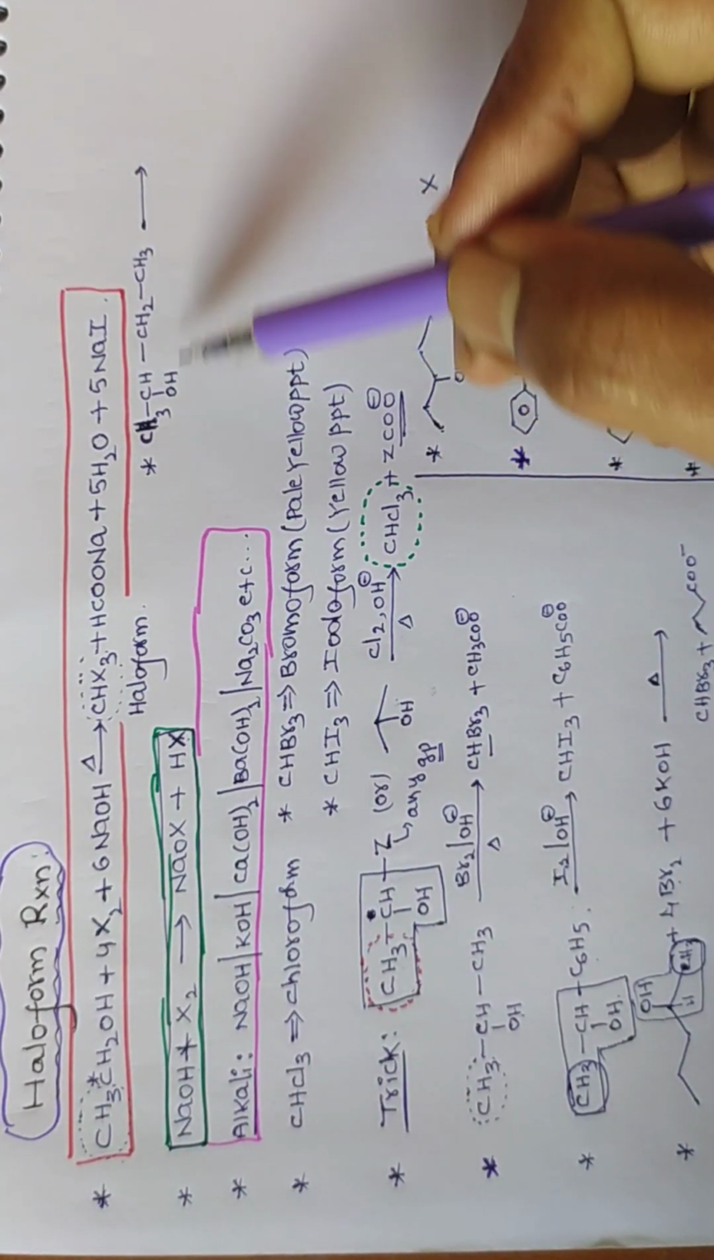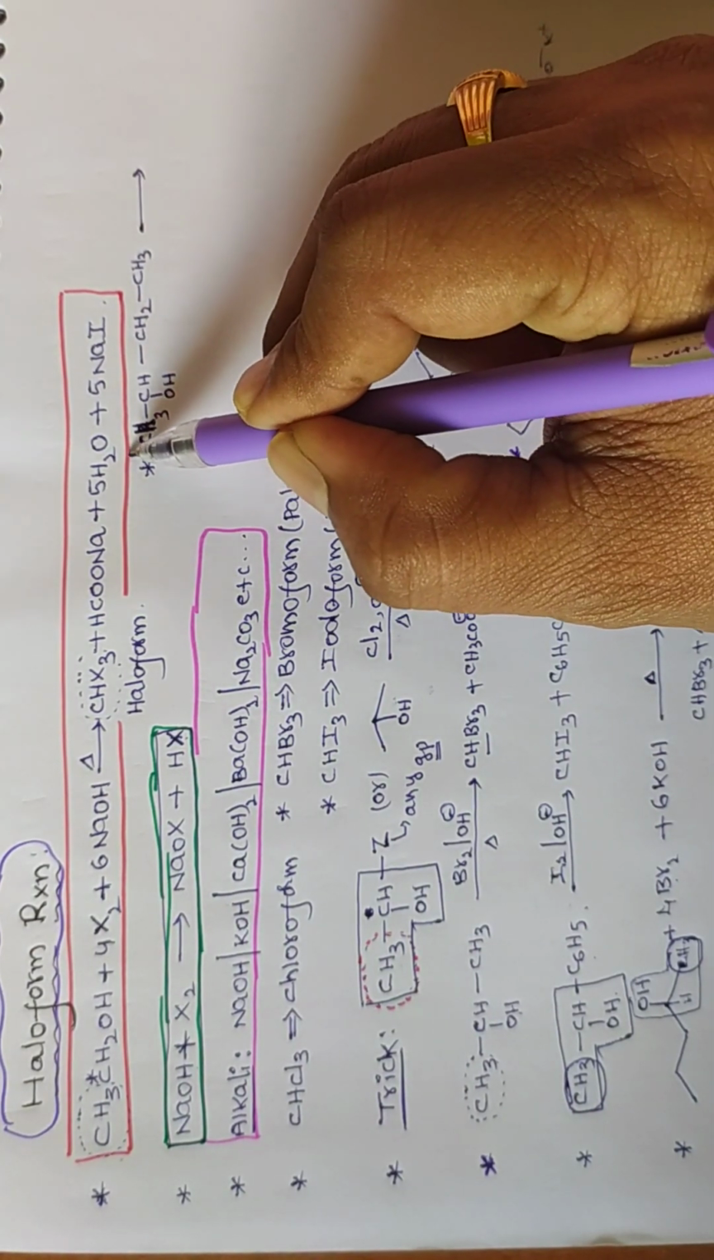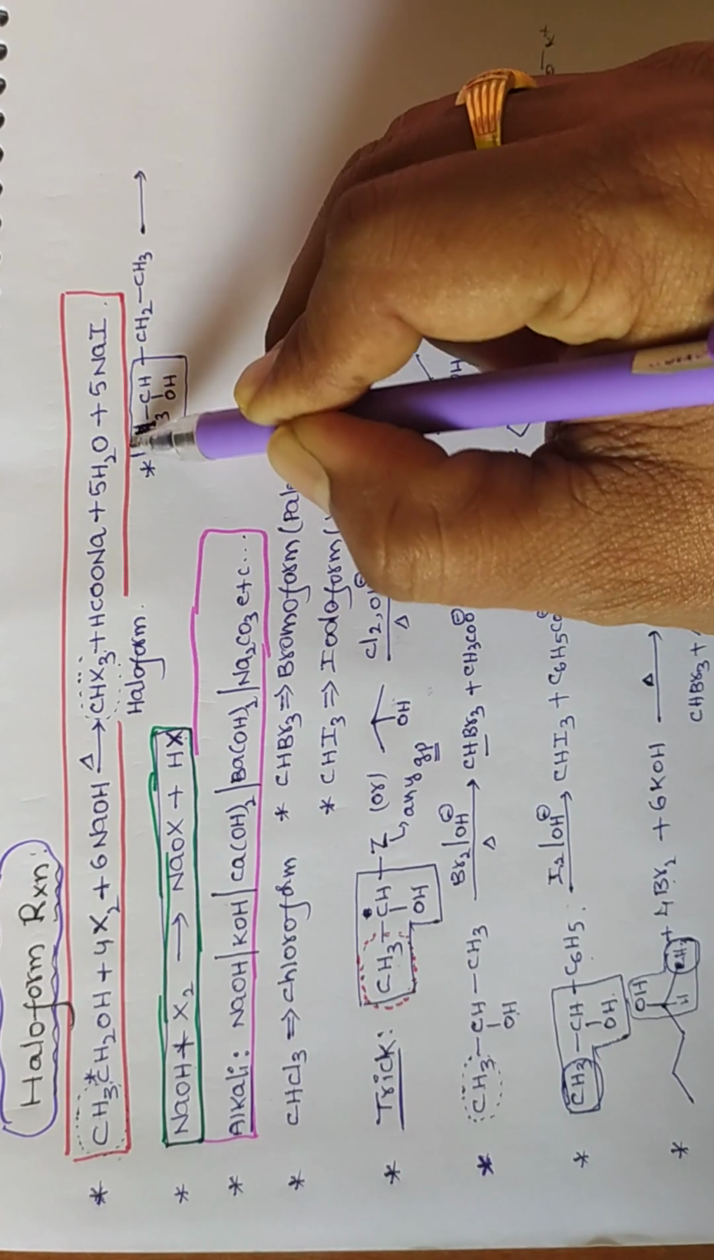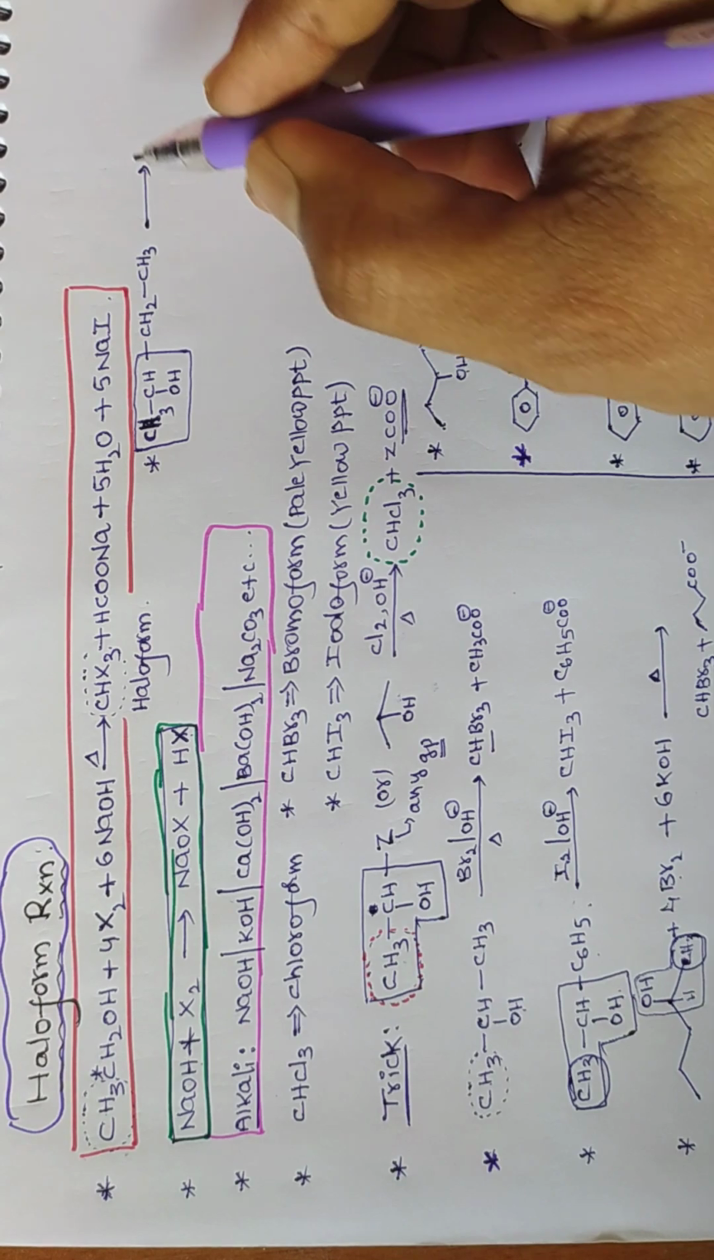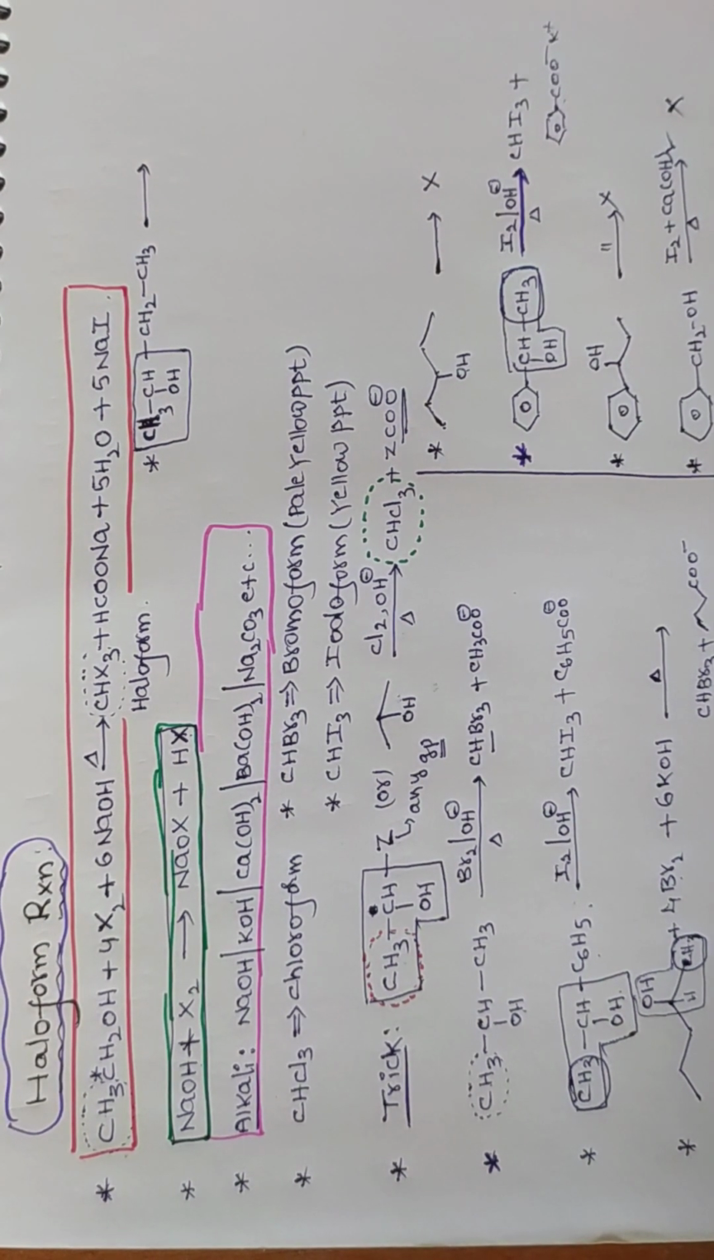Next, will this compound give the haloform test or not? Yes, CH3CHOH group is present, so therefore it will give a haloform test. Okay, like this we can solve these questions. Thank you.